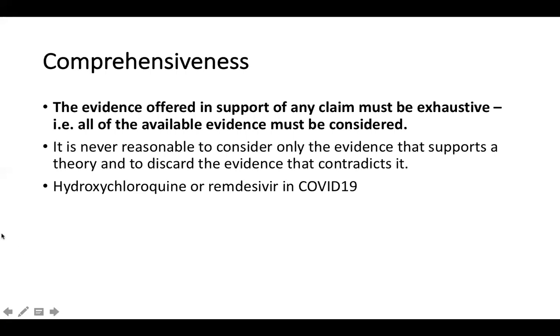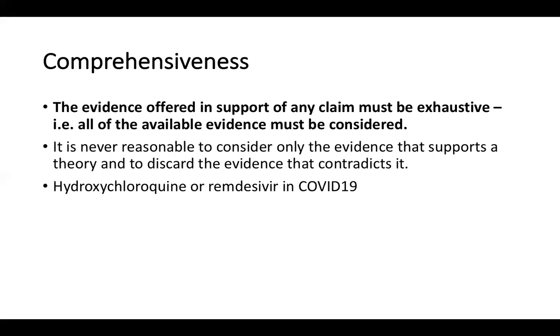So the third letter is C for comprehensiveness. The evidence offered in support of any claim must be exhaustive. What we mean by that is you need to consider all available evidence, whether it is with your claim or against your claim. It's never reasonable to consider only the evidence that supports a theory and discard the evidence that contradicts it.